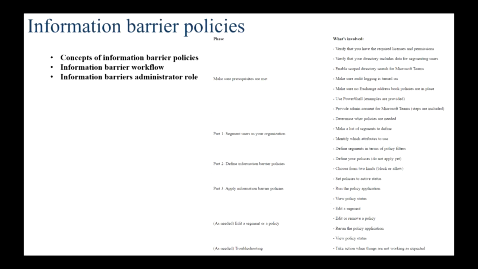They are explained here on the right-hand side of the table. Then in step 1, you segment users in your organization. Then you define information barrier policies. You apply information barrier policies. And of course, as needed, you either edit a segment or a policy or troubleshoot.